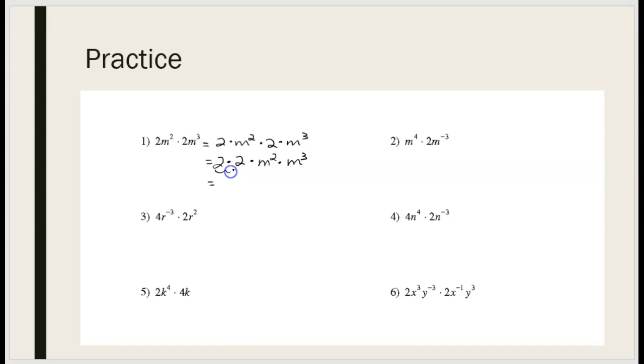Okay, 2 times 2 of course is 4. Multiplication is still going to work the same way that it always has for us. And then m squared times m to the 3rd. Remember, because my bases are the same, I can add my exponents together. So this becomes m to the 5th power. So number 1 simplifies to be 4 times m to the 5th power. All right. If you want to pause the video and try number 2, that'd be great. We'll check when you get back.